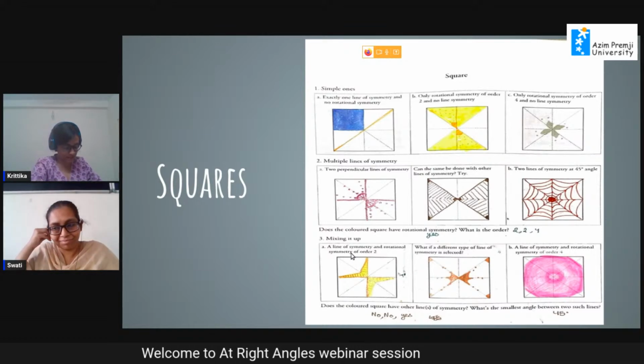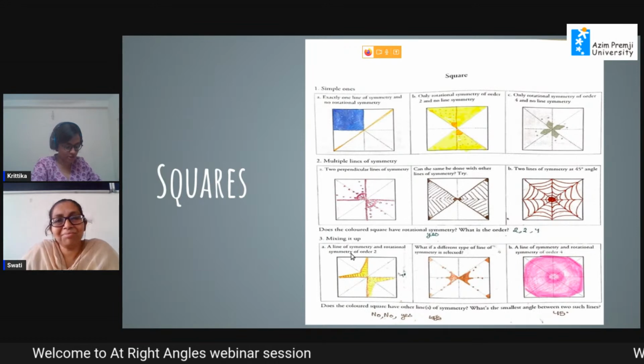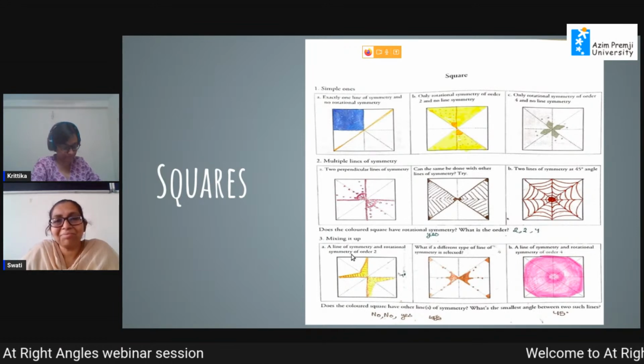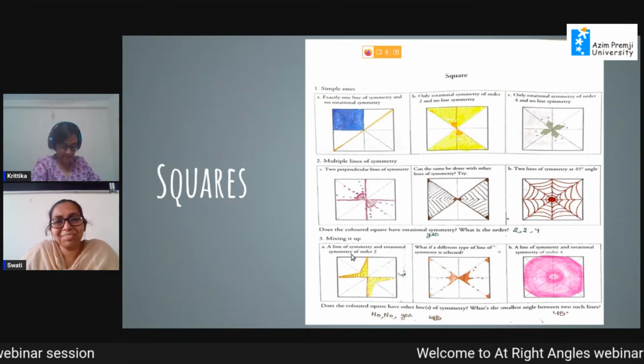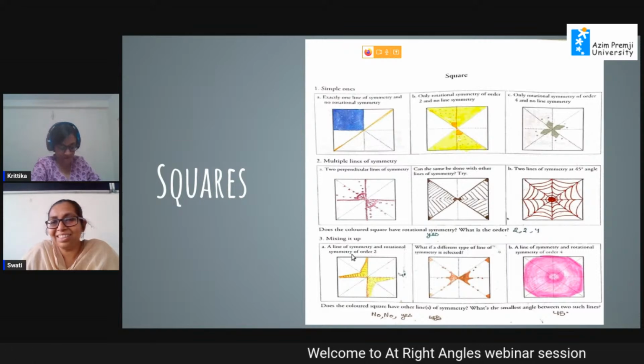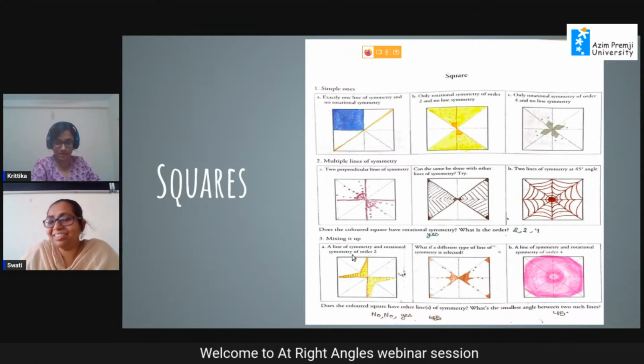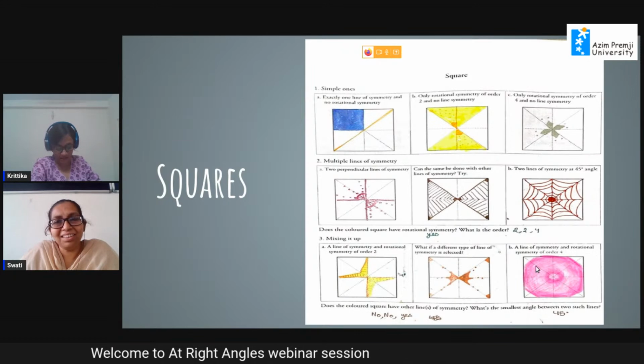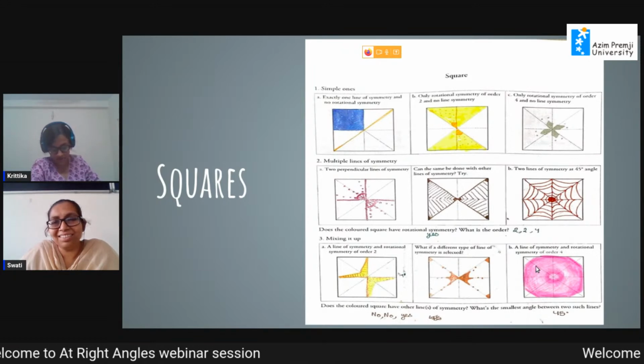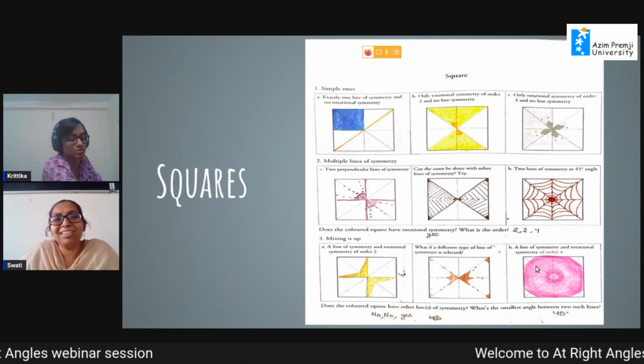So the first one is a line of symmetry and rotational symmetry of order 2. Then again, what if a different type of line of symmetry is selected? And the last one is a line of symmetry and rotational symmetry of order 4.